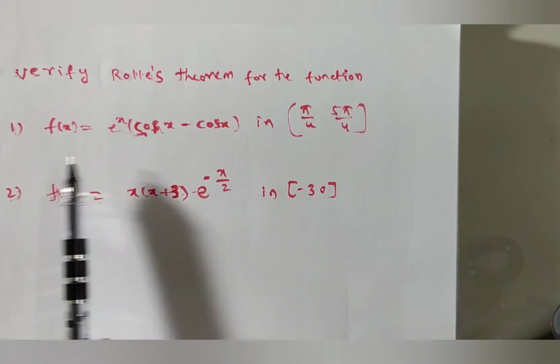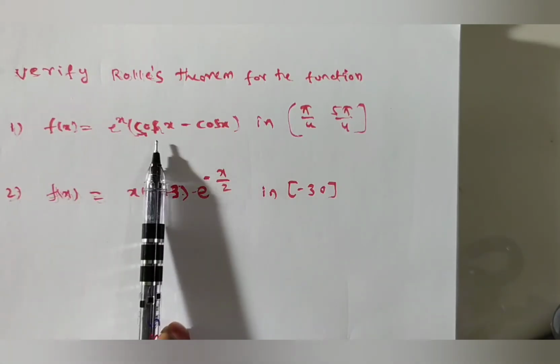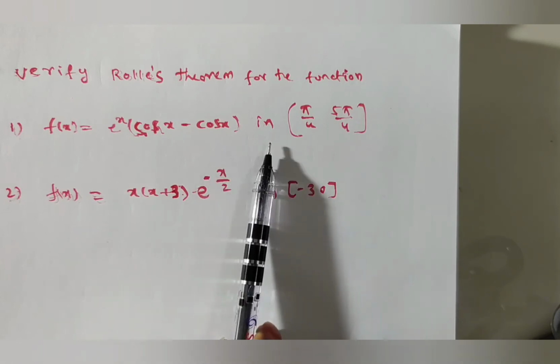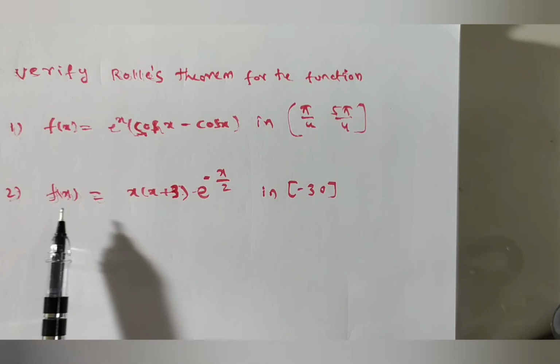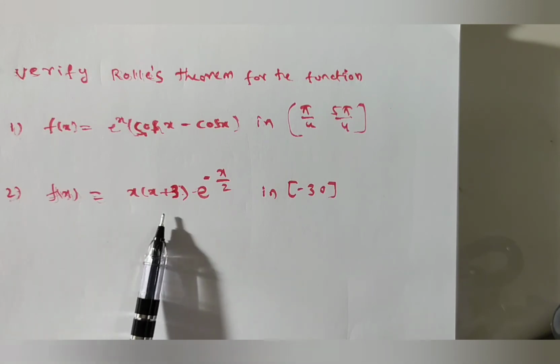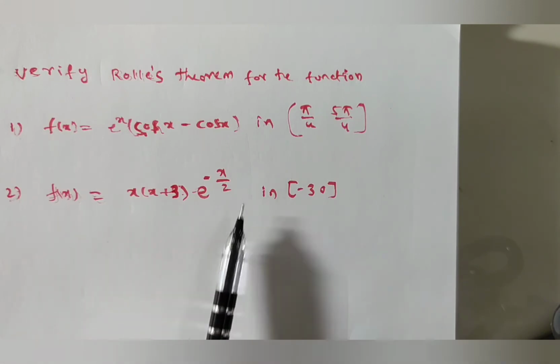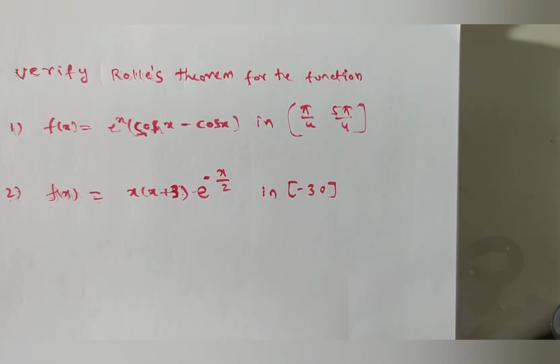F of x is equal to e power x into sin x minus cos x in the interval pi by 4 comma 5 pi by 4. Next, the second problem is f of x is equal to x into x plus 3 into e to the power of minus x by 2 in the closed interval minus 3 comma 0.